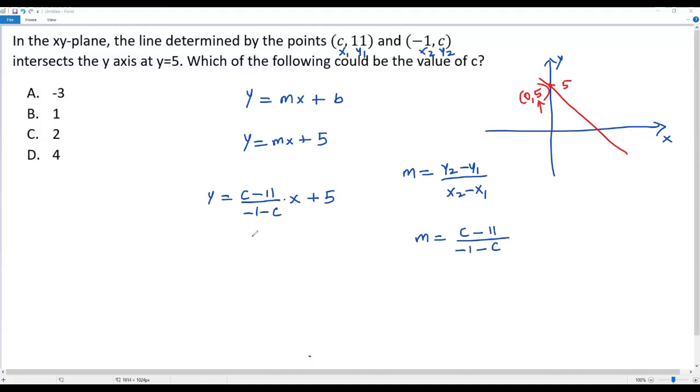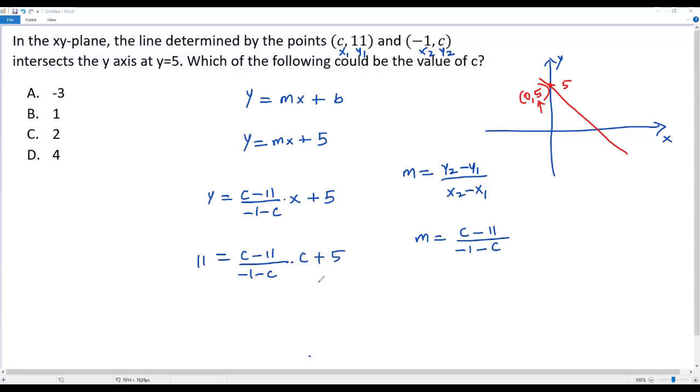Okay, so for that we can use either the first point (c, 11) or the second point (-1, c). We can plug it into this equation and solve for c. So if I'm going to use the first point, I have to plug in this c for x over here and this 11 for y over here. Okay, let me use the first point. So let me plug in 11 for y and (c minus 11) over (negative 1 minus c) times c plus 5. Okay, my aim is to solve for c.